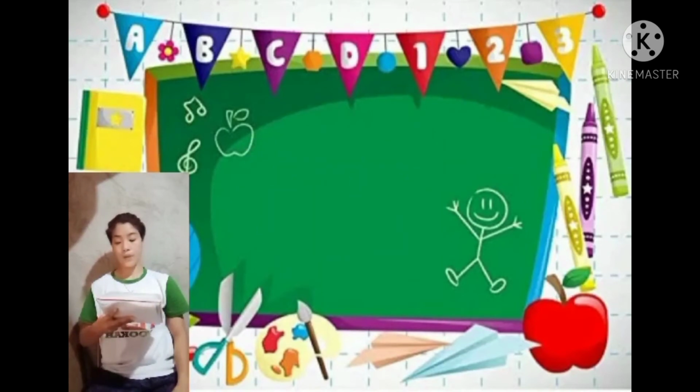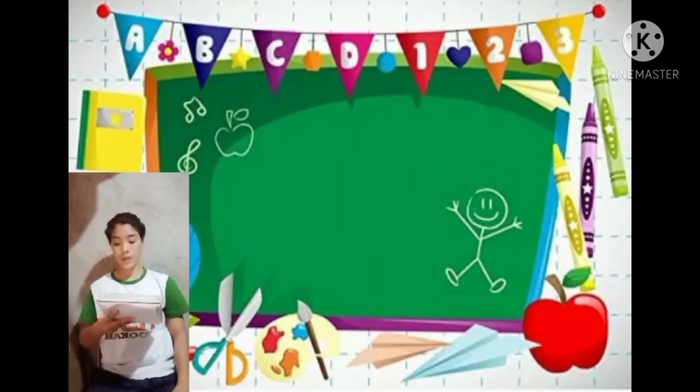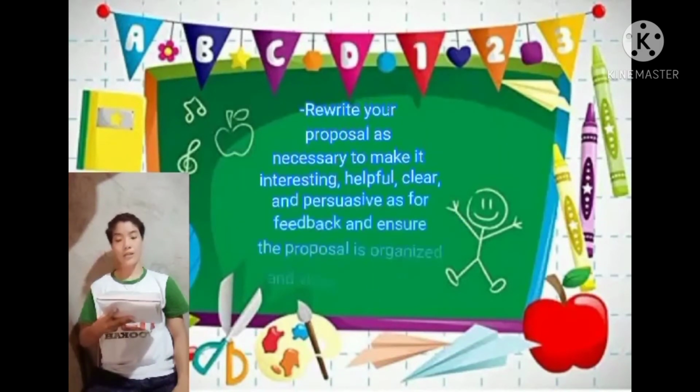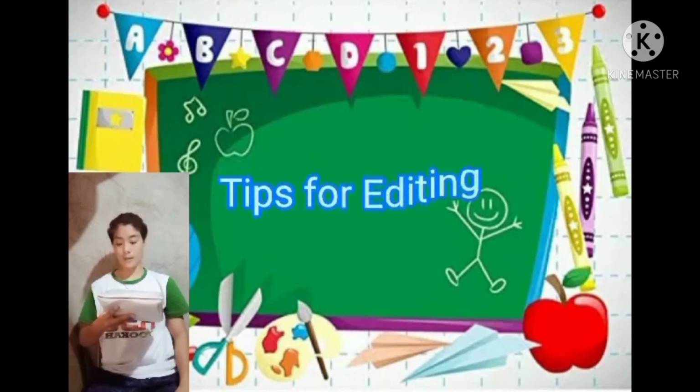Step 7. Edit and proofread your proposal. Rewrite your proposal as necessary to make it interesting, helpful, clear, and persuasive, ask for feedback, and ensure the proposal is organized and visually appealing. Tips for editing.